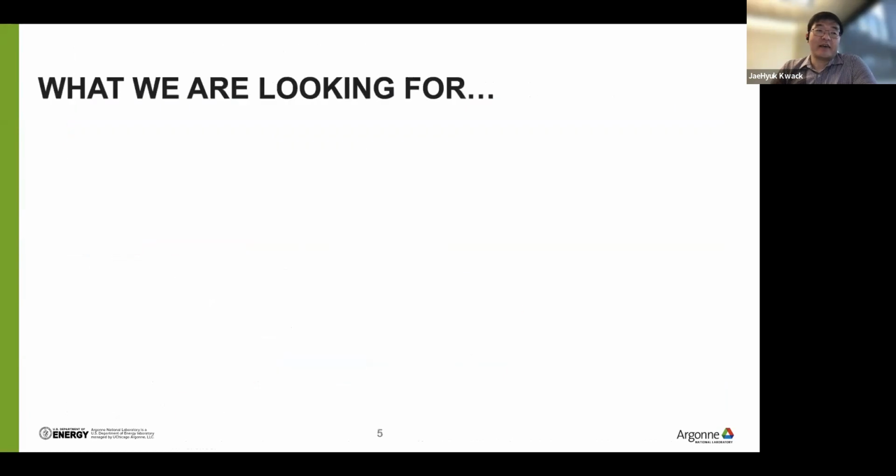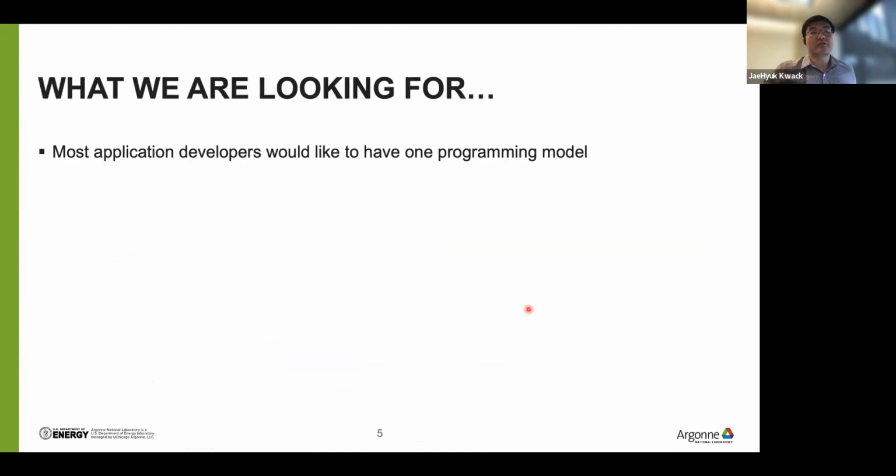So what are we looking for? Most application developers would like to have one programming model that would run everywhere, which means portability.